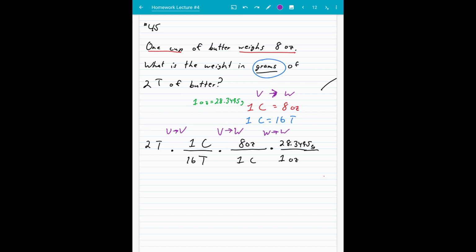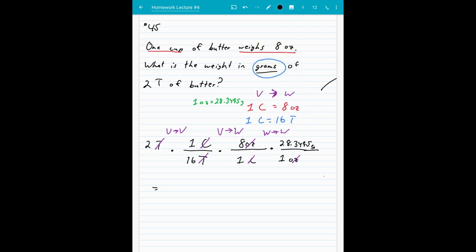Now look at all your units of measurements. Let's look at all of them. Tablespoons cancels out. Cups cancels out. And then ounces cancels out. You're left with grams, and that was our end result that we wanted.